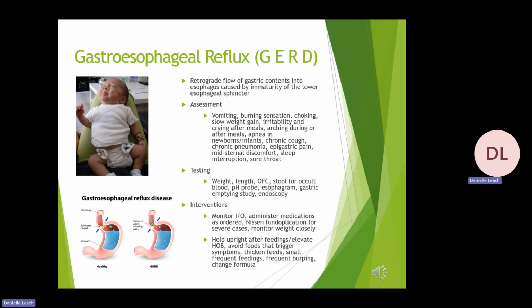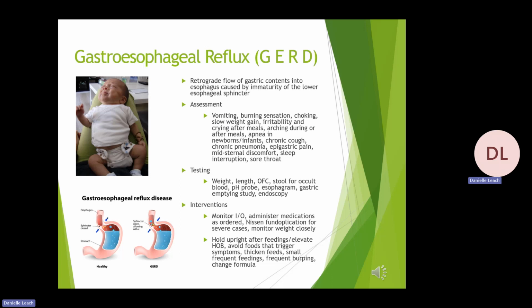There is a test called a pH probe, which looks like an NG tube, and it can actually be connected to some special NG tubes that we feed through. But there's a little pH probe at the end of it that sits in the child's stomach, and it basically gives you a readout of the pH of their stomach contents at all times. It honestly doesn't work as well as it sounds. We can have other studies like an esophagram, gastric emptying studies, and endoscopies to look at the esophagus.